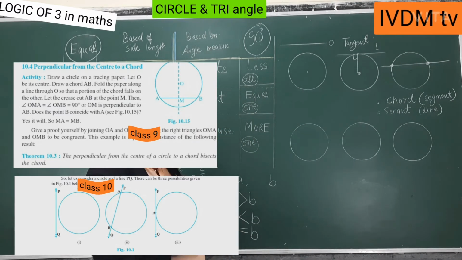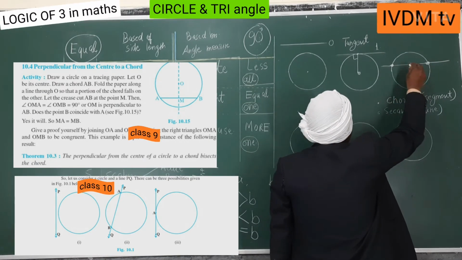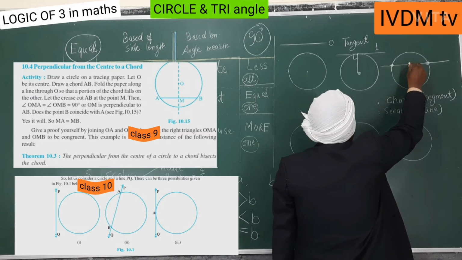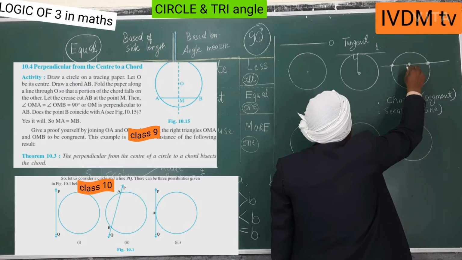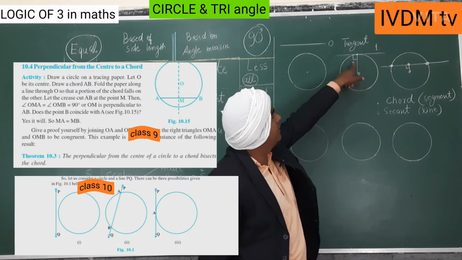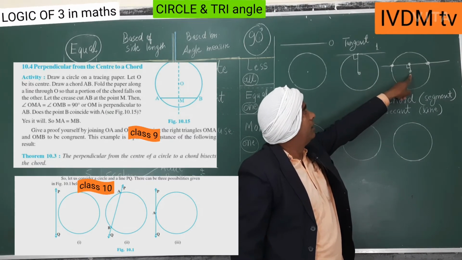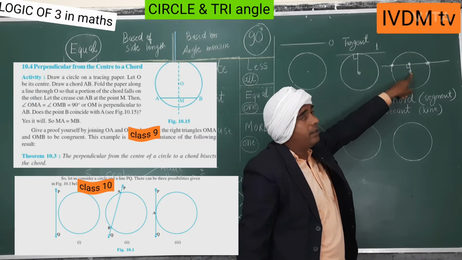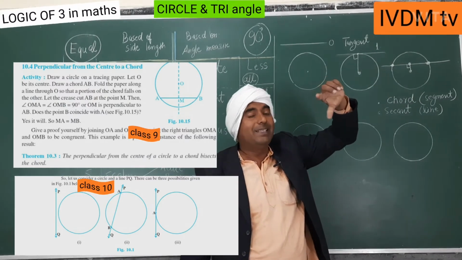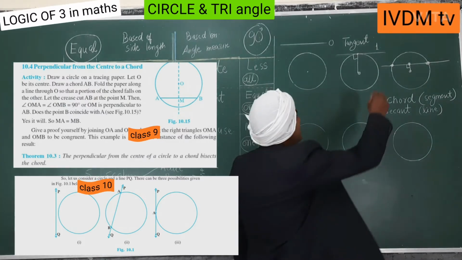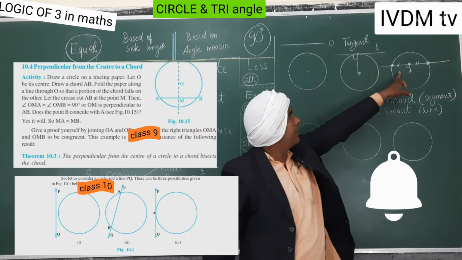In class 9th we were taught about chord. A chord is of fixed length. You can take the midpoint of the chord, and when you join the center to the chord's midpoint, it will be perpendicular, just like the tangent. In class 10th you will be taught about tangents, and in class 9th this is what is taught: the line joining the center to the midpoint of a chord bisects it perpendicularly. Bisect means it passes through the midpoint. So this is class 9, and this is class 10th.